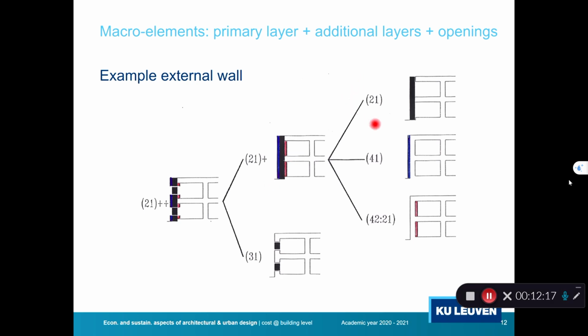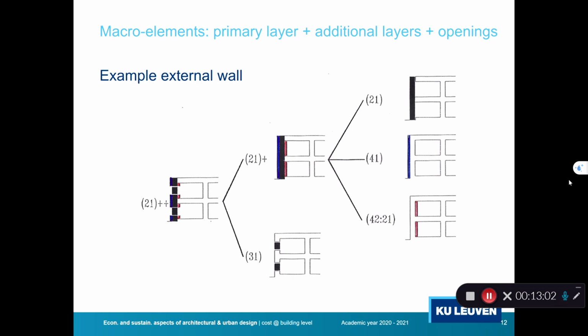So for example, 21 is a primary part of an element, 41 is the outer finishing, 42 is the inner finishing. If we add all these up, we give it the symbol 21 plus. So it means it's the primary layer of the external wall plus all the additional layers, except for the openings. The openings, for example, get the code 31. If we have a cost of an element including the windows, we talk about the element 21 plus plus. So it's the primary layer, 21, plus the first plus refers to the inner and outer finishing, and the second plus refers to the openings that are included.